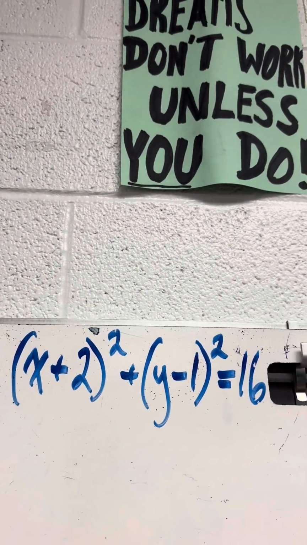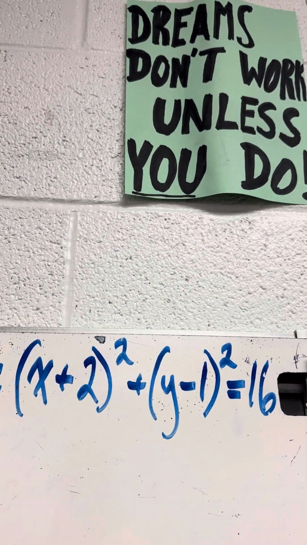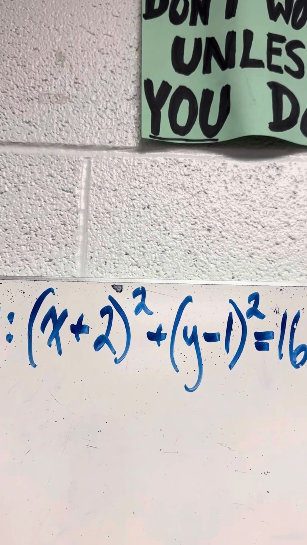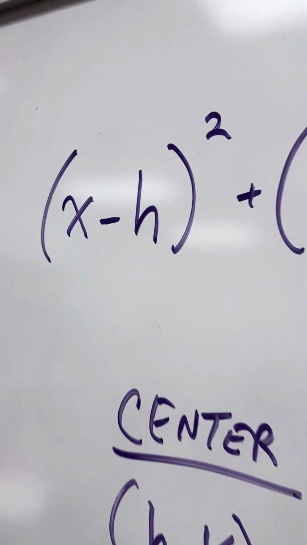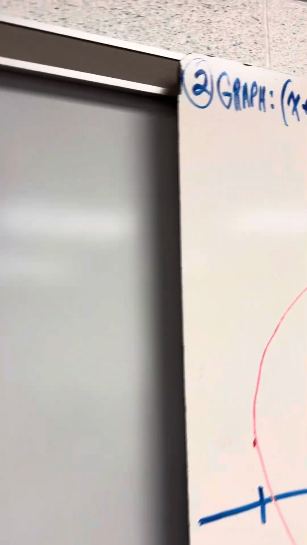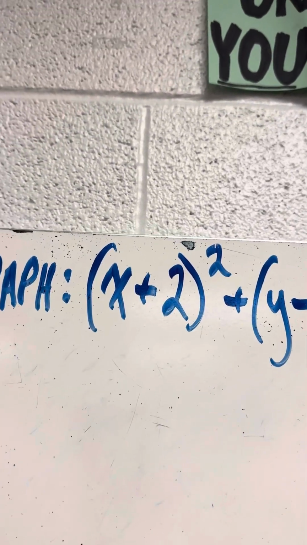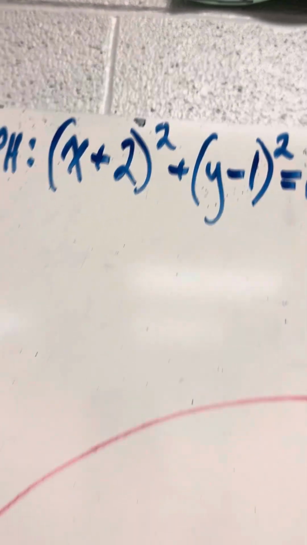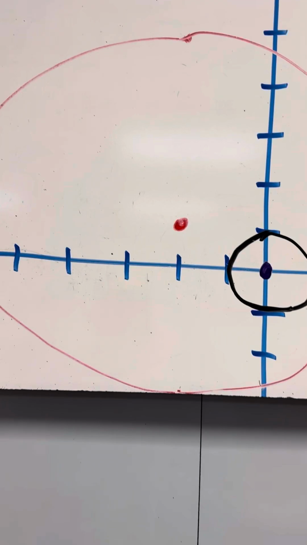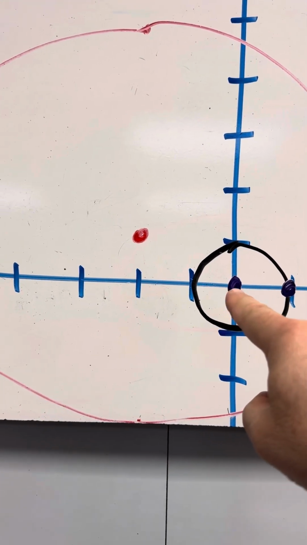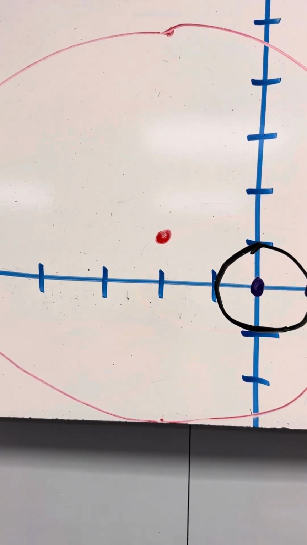Next, (x plus 2) squared plus (y minus 1) squared equals 16. Because the equation is x minus h, if you have x plus 2, that means your center is going to be (negative 2, positive 1). So you're going to plot (negative 2, positive 1) and click and drag the center up to there.